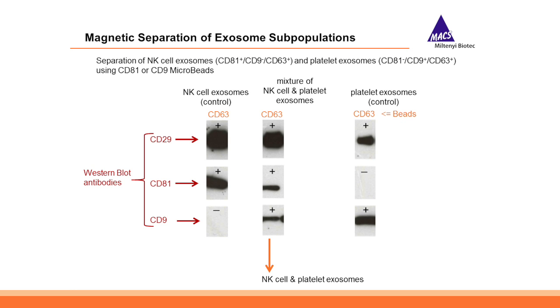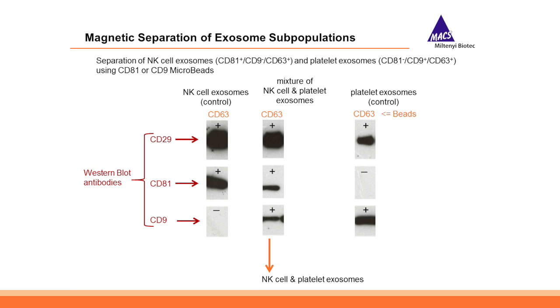So we can separate the platelet exosomes from the remaining NK cell exosomes, and the other way around. If we are using CD81 beads, we only get CD81 positive exosomes and no CD9 positive exosomes, so we could separate the NK cell exosomes. So it's indeed possible to separate two subpopulations of a mixture of exosomes.